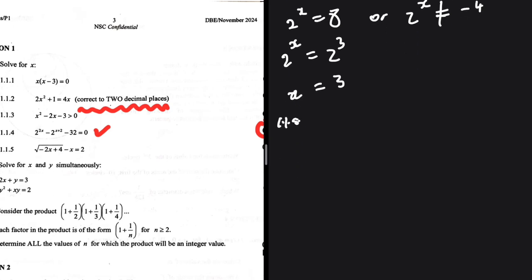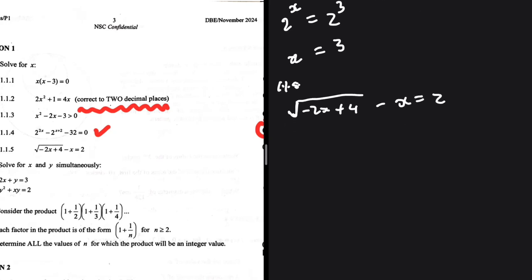And then 1.1.5, we have the square root of minus 2x plus 4 minus x being equal to 2. This is another basic one. We know exactly what we're going to do. We're going to isolate the square root here. We're going to be left with minus 2x plus 4 being equal to x plus 2, because x is going to be positive when it goes to that side. And then we square both sides. Sticking to the basics.